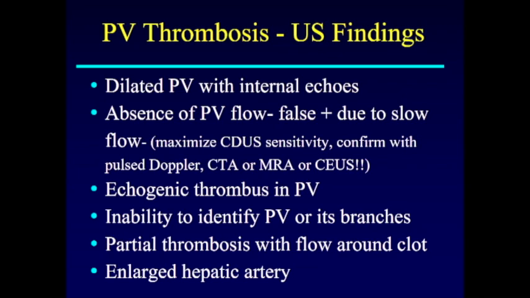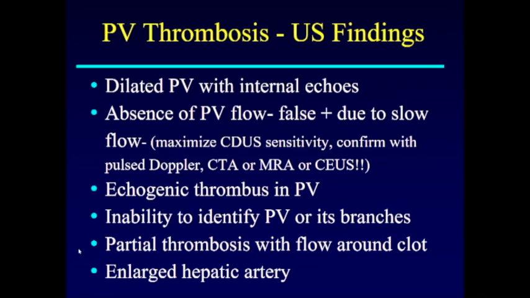And if you really cannot tell, you have optimized and done everything you can, you might have to go to another imaging modality. And in my next version, I'll put contrast-enhanced ultrasound way up here over CTA and MRA. The thrombus in the portal vein can also be echogenic as it ages. And sometimes you just can't really see the thrombus. You just don't see the portal vein or its branches, so you assume it's thrombosed. If there's partial thrombosis, you will see a little bit of flow around the clot.